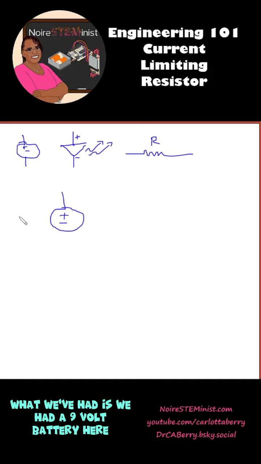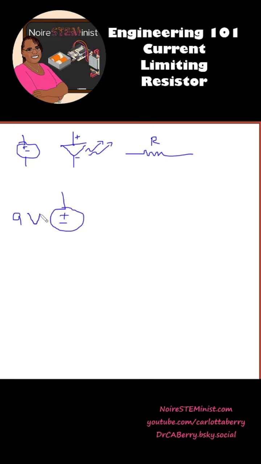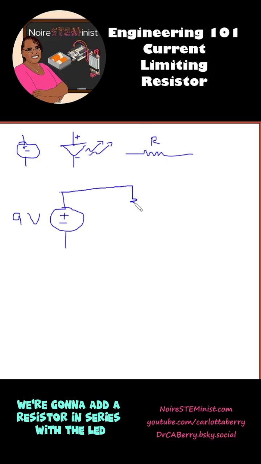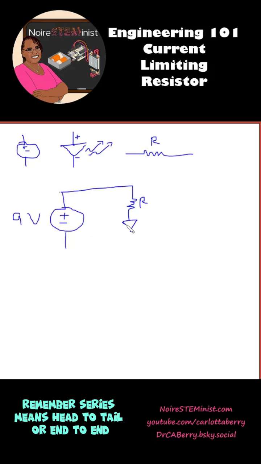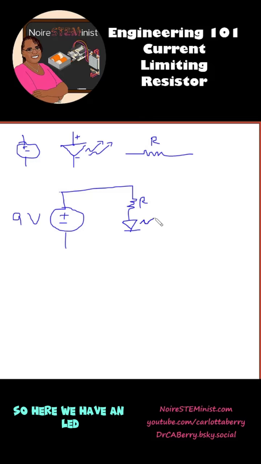What we've had is we had a 9-volt battery here. So there's our 9-volt battery. And now we're going to add a resistor in series with the LED. Remember, series means head to tail or end to end. So here we have an LED and we have a resistor.